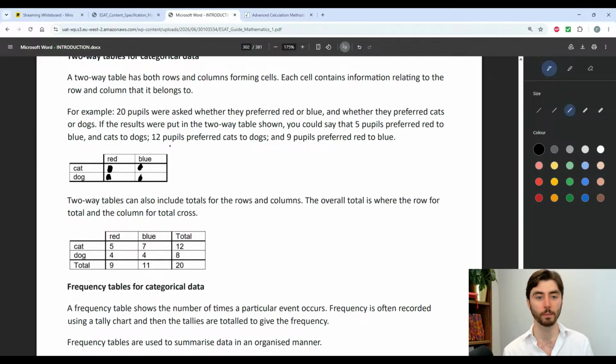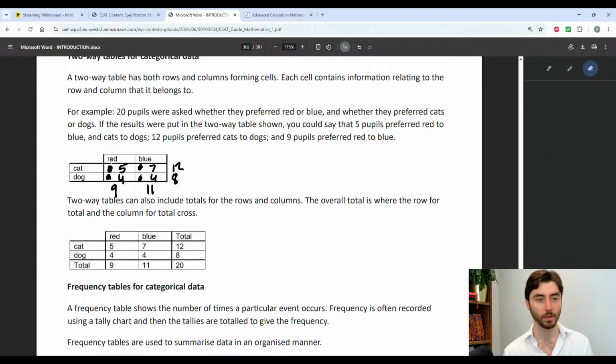So we know the total is 20. So we know 12 people preferred cats. We know 9 people preferred there. So that makes 11 to come up. That makes 8 to come up to the total of 20. If 5 preferred red to blue and cats to dogs, then that becomes 5. And what you then do is you use the totals to fill in the blanks. So therefore 4 in there, 4 in there, 7 in there, done. And that's where those numbers come from. So that's how to make use of a two-way table to see all the different outcomes. And then probabilities are the number of desired outcomes over the total number of outcomes. So in this case, the 7 out of the 20.